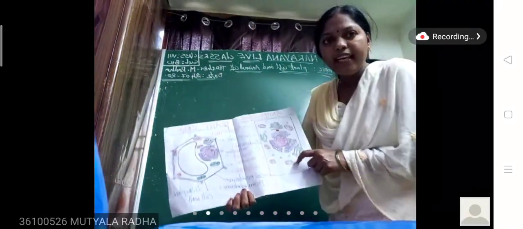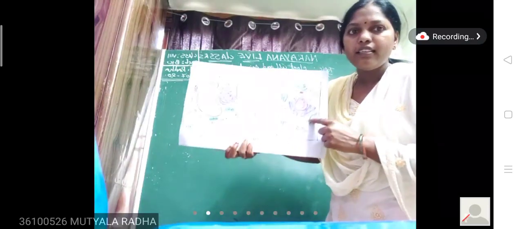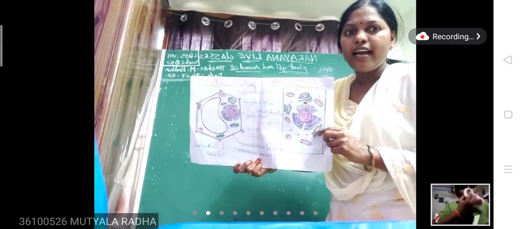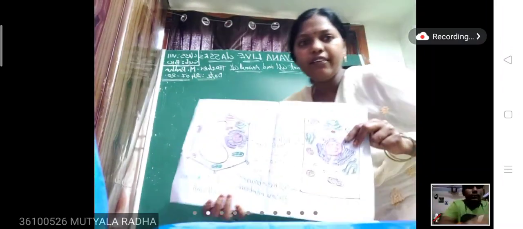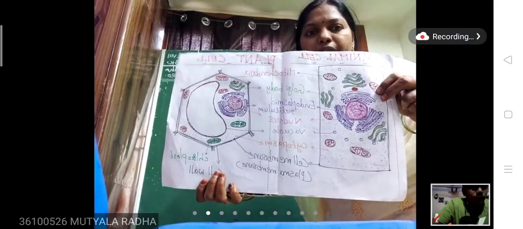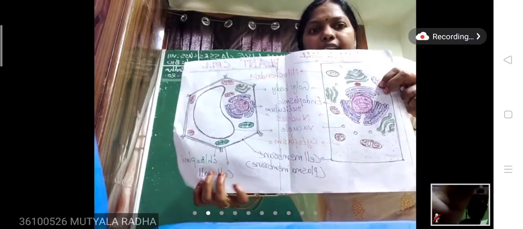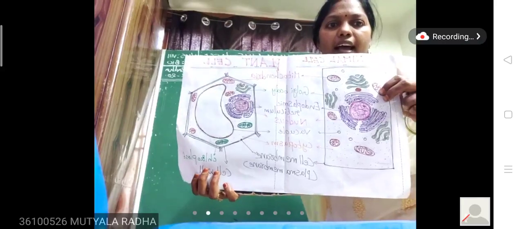It's a plant cell and animal cell, ma. This is the animal cell and this is the plant cell. So once see the differences between them. What is the structure between them? Plant cell and animal cell.